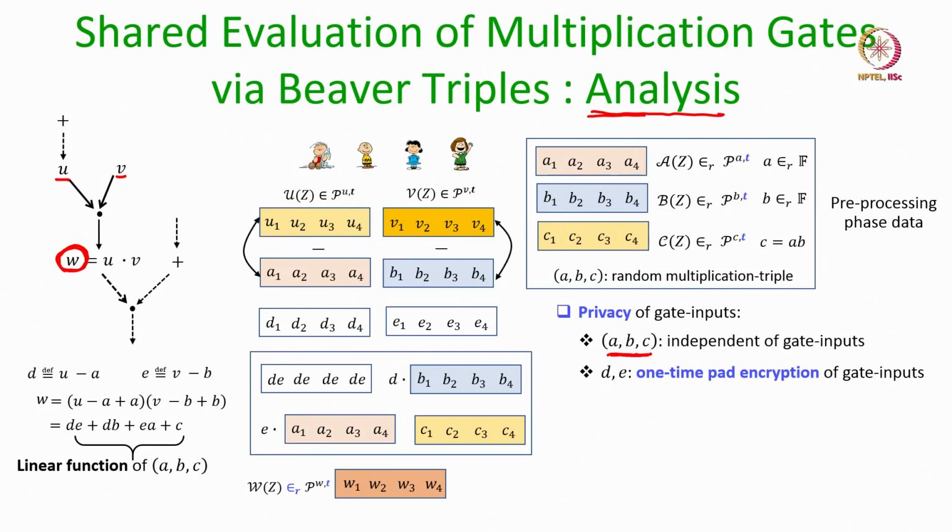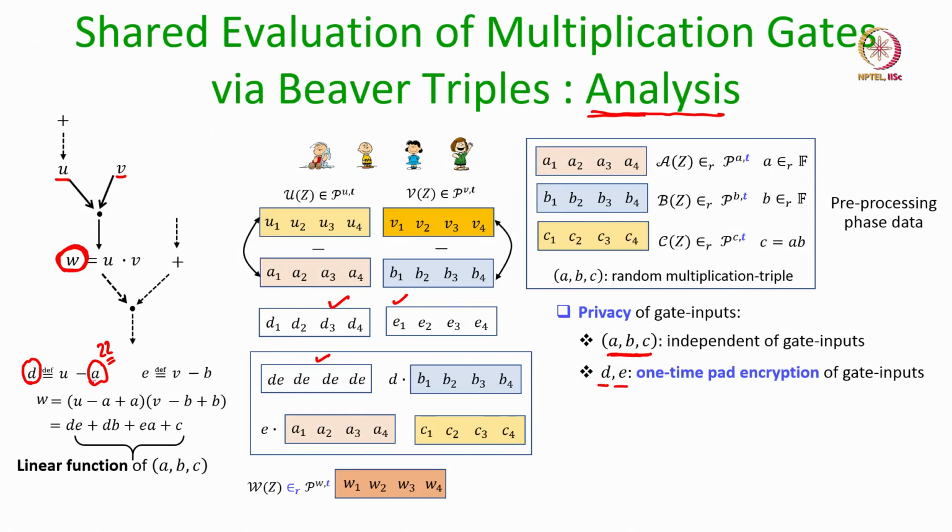So, even though in the protocol the adversary learns the value of D and E, because D and E are publicly reconstructed, the values D and E can be interpreted as one-time pad encryptions of the gate inputs U and V, namely D is a masked version of the gate input U. And since A is unknown to the adversary and uniformly random, the value D is also random. That means the value D is independent of the value U.